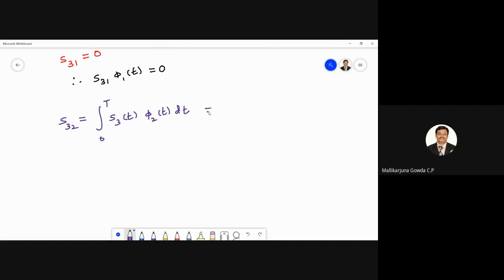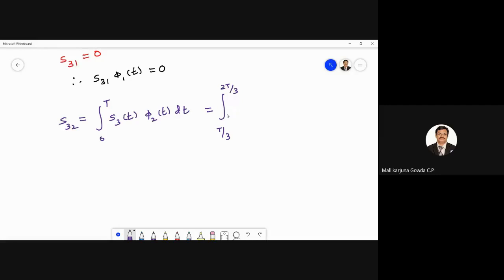Here S3 of t exists over t by 3 to t, and phi 2 of t exists over t by 3 to 2t by 3, right? So I can take the limits from t by 3 to 2t by 3, because till 2t by 3 only I have phi 2 of t. After that, phi 2 of t is 0. Hence, I can take the limits from t by 3 to 2t by 3.